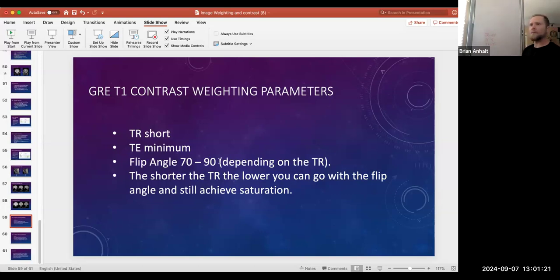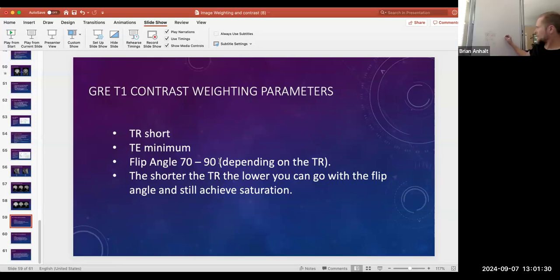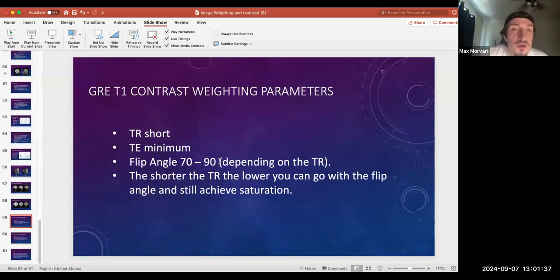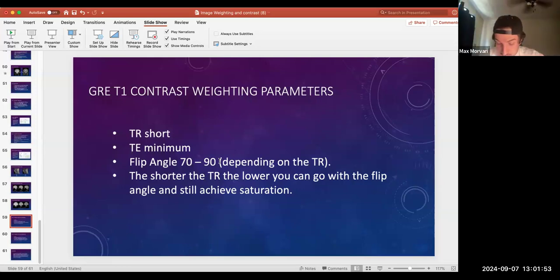What kind of weighting do we have there? First of all, what type of pulse sequence is it? T1. Yes, it's T1 weighted. It's a gradient echo. How do I know it's a gradient echo? Because there's no refocus pulse, and it's a lower flip angle than 90. So it's a gradient echo, high flip angle, low TE. So it is T1. That's a GRE T1.